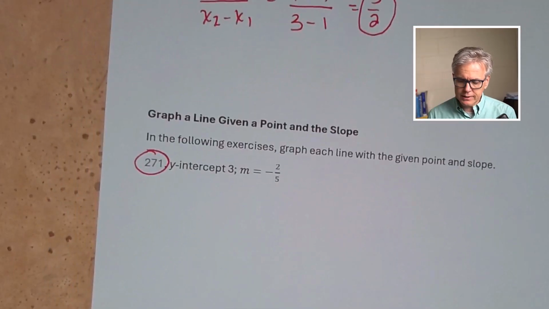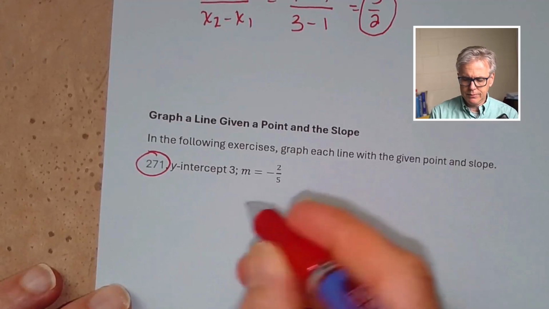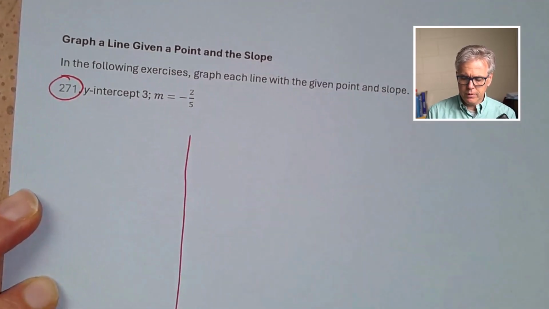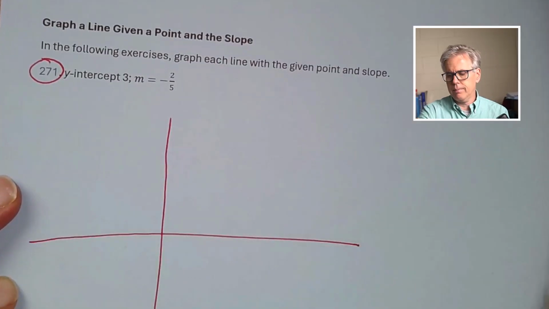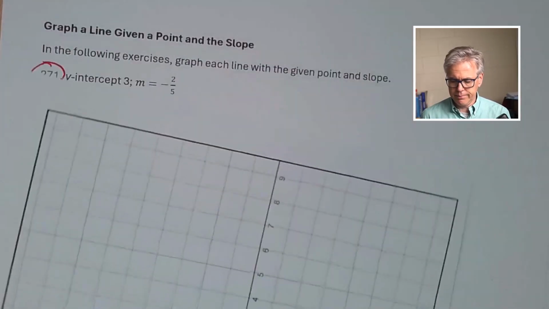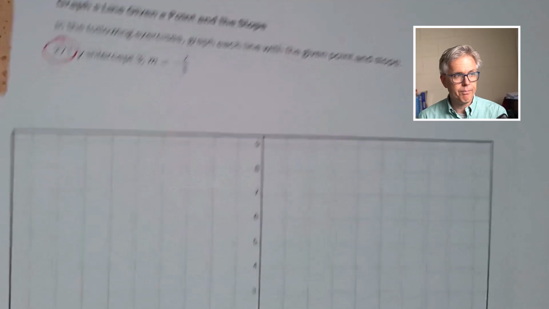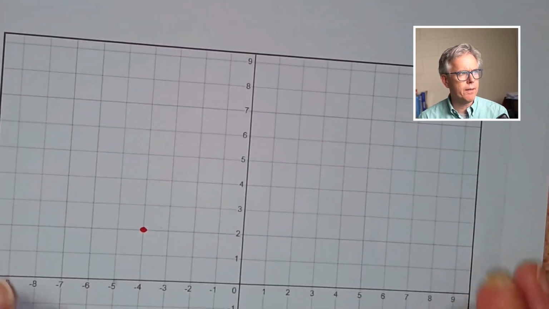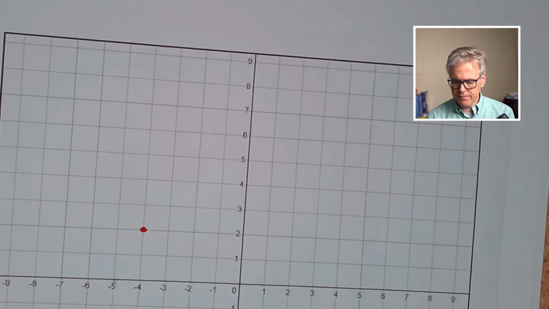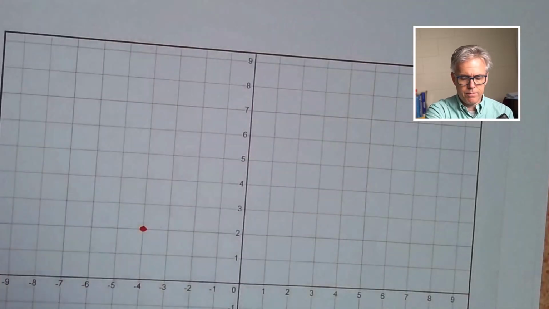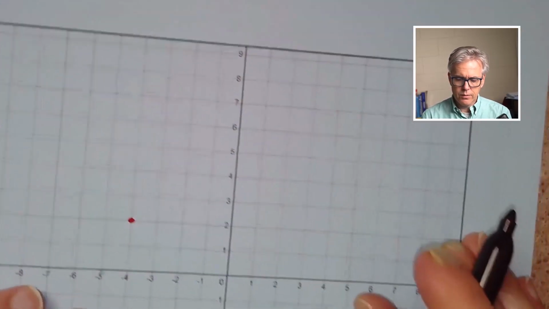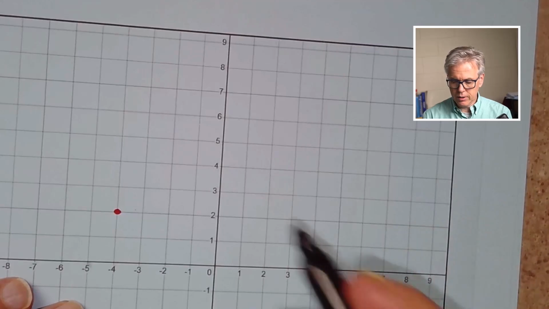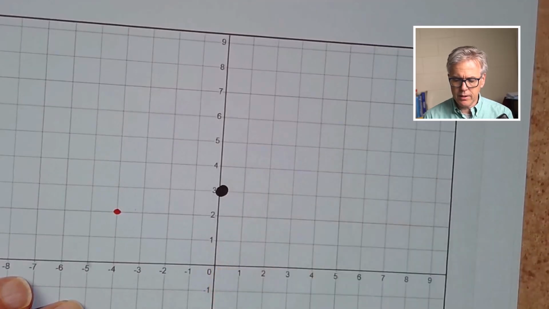Okay, in the following exercise, graph each line with the given point and slope. I just gave you one, so that's what we've got here. I will do my best. I don't have a grid. Tell you what, I'm going to recycle my grid here. I think I can do that. Let's move it up a little bit. There we go. So ignore that little point I've got there. So the y-intercept of 3. Maybe I'll use a big Sharpie on this one. So y-intercept of 3. And so I'll put my dot there at 3.